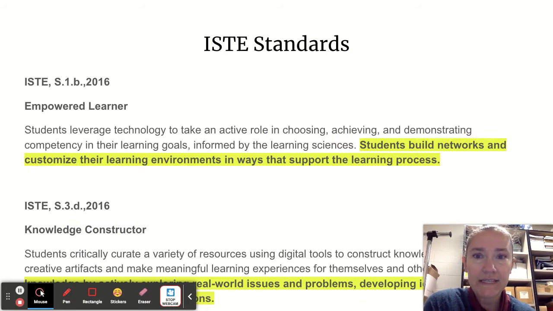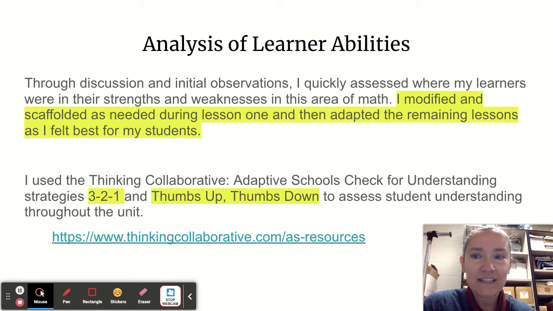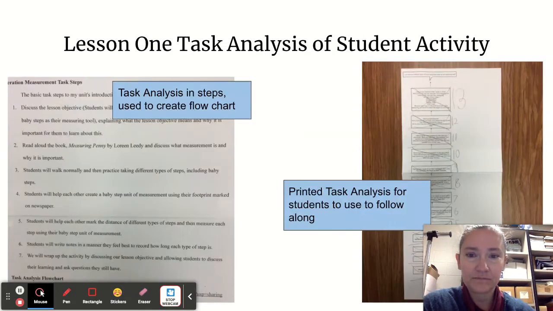The 2 ISTE standards that I focused on were the Empowered Learner and the Knowledge Constructor standards. I really wanted the students to work on problem solving and independent work before seeking help from me. I analyzed their abilities as we went. I scaffolded instruction and modified my next lesson based on their understanding of the lesson that we just finished. I also used 2 adaptive schools check for understanding strategies, the 3-2-1 and the thumbs up, thumbs down.